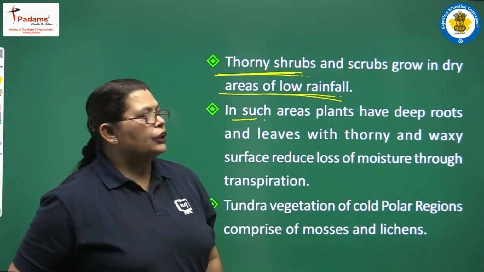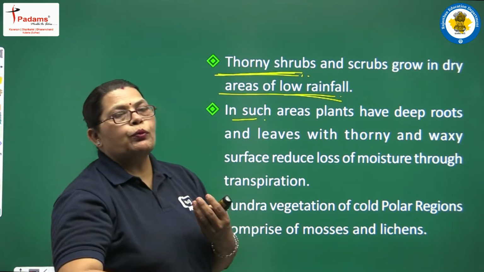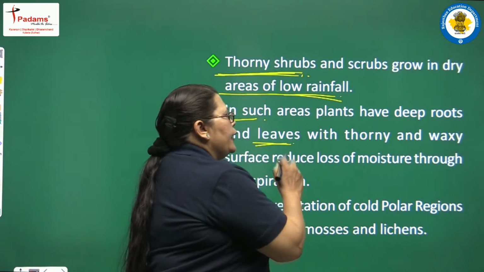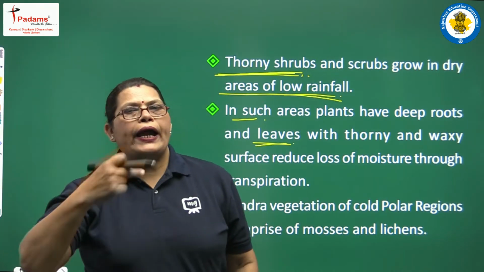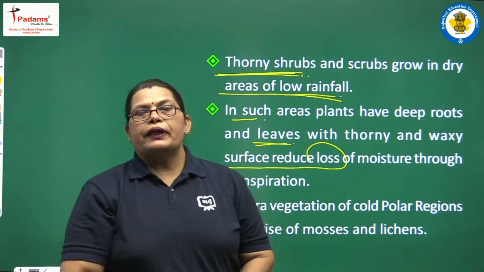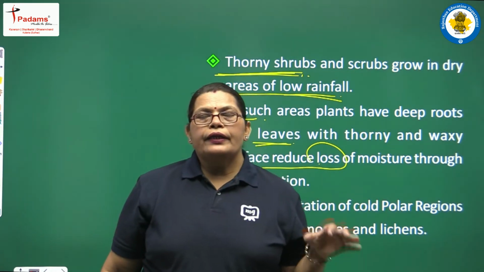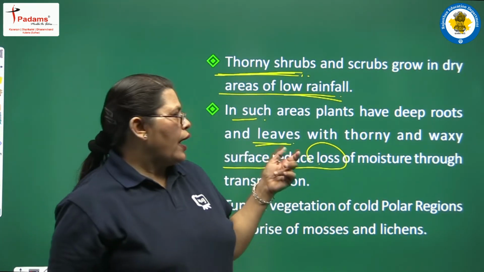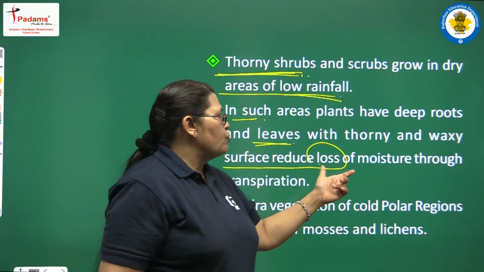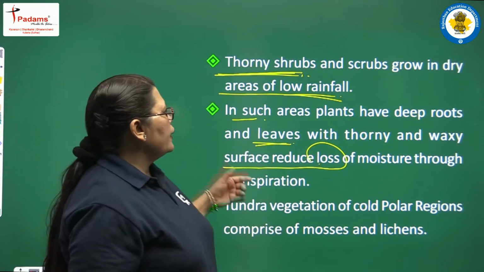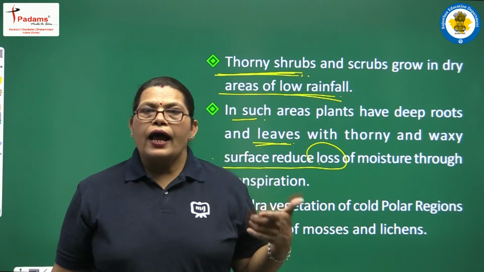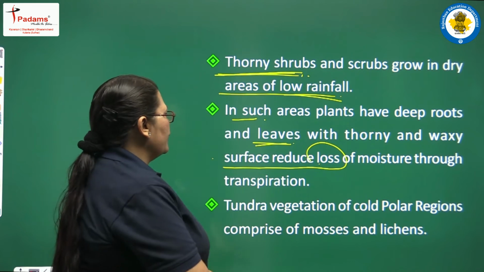So in such areas plants have deep roots, बहुत ही गहरी roots होती है वहाँ पे plants की, and leaves with thorny and waxy surface reduce loss of moisture through transpiration, and this one is the main reason why the leaves are thorny. Why? Because of the loss of moisture is there. That's why leaves with thorns and waxy surfaces are there on the thorny shrubs.